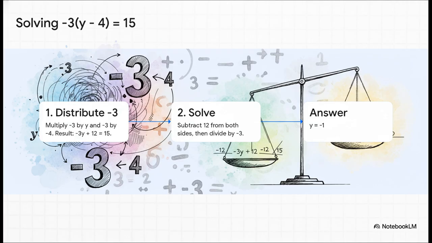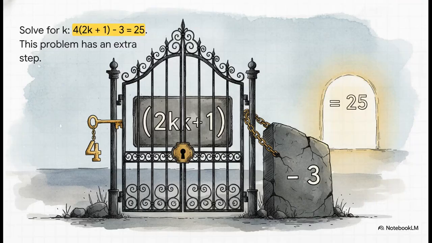Now we're back to a simple two-step equation. We subtract 12 from both sides to get negative 3y equals 3, then divide by negative 3, and our answer is y equals negative 1. See how that sign flip was everything? All right, let's look at one final, more advanced problem.